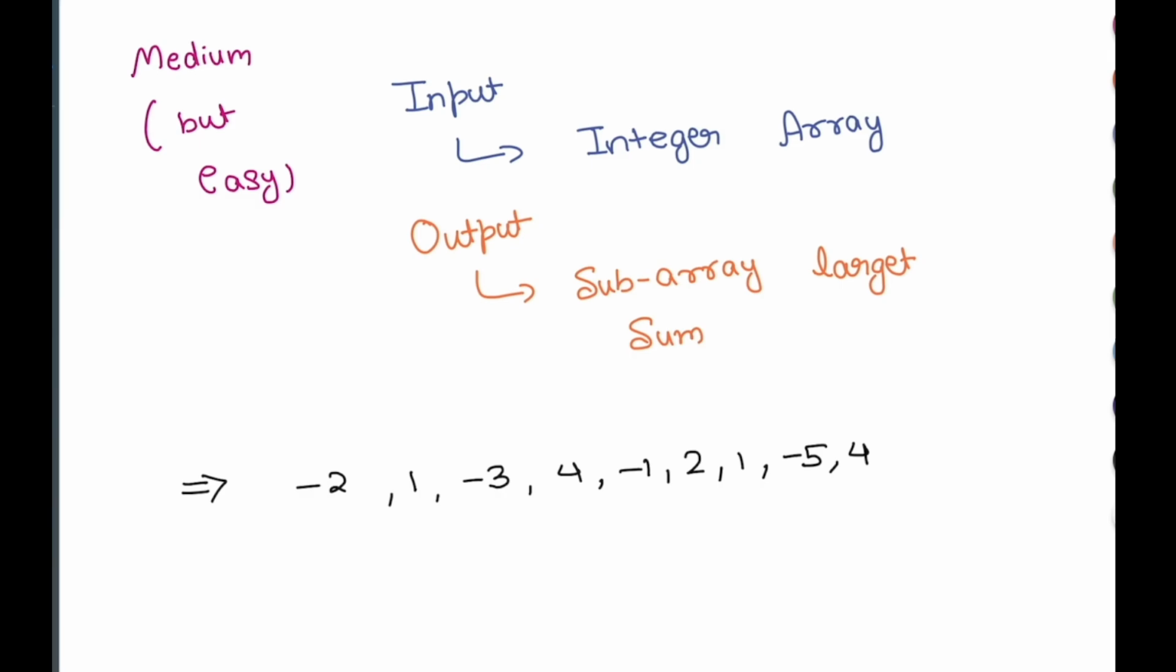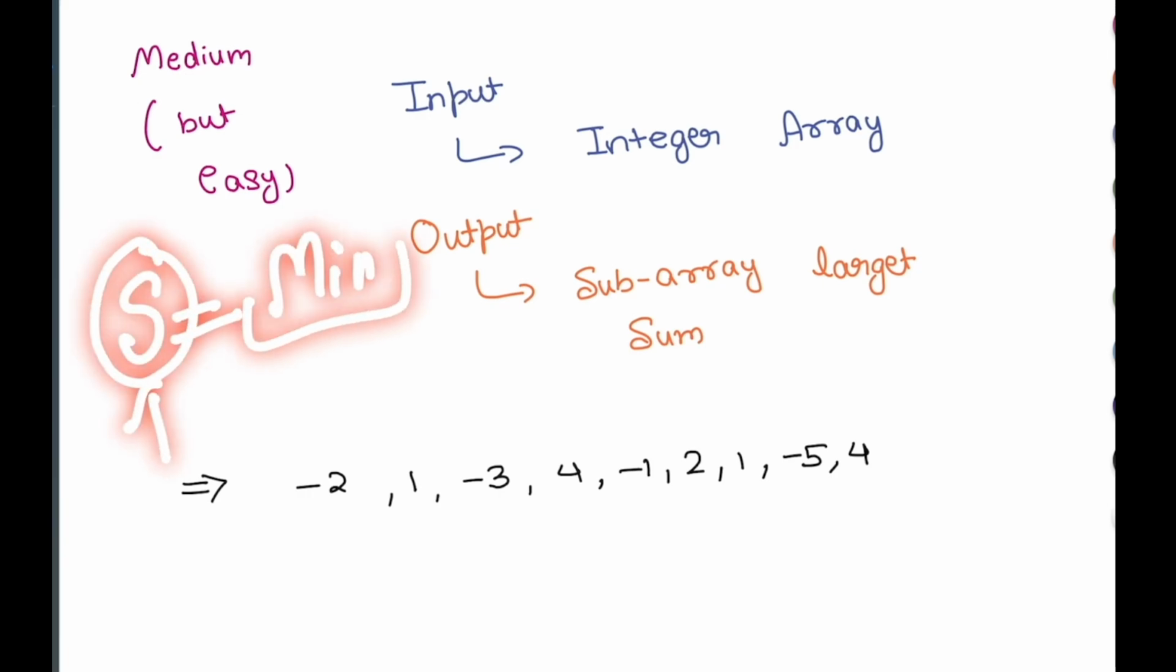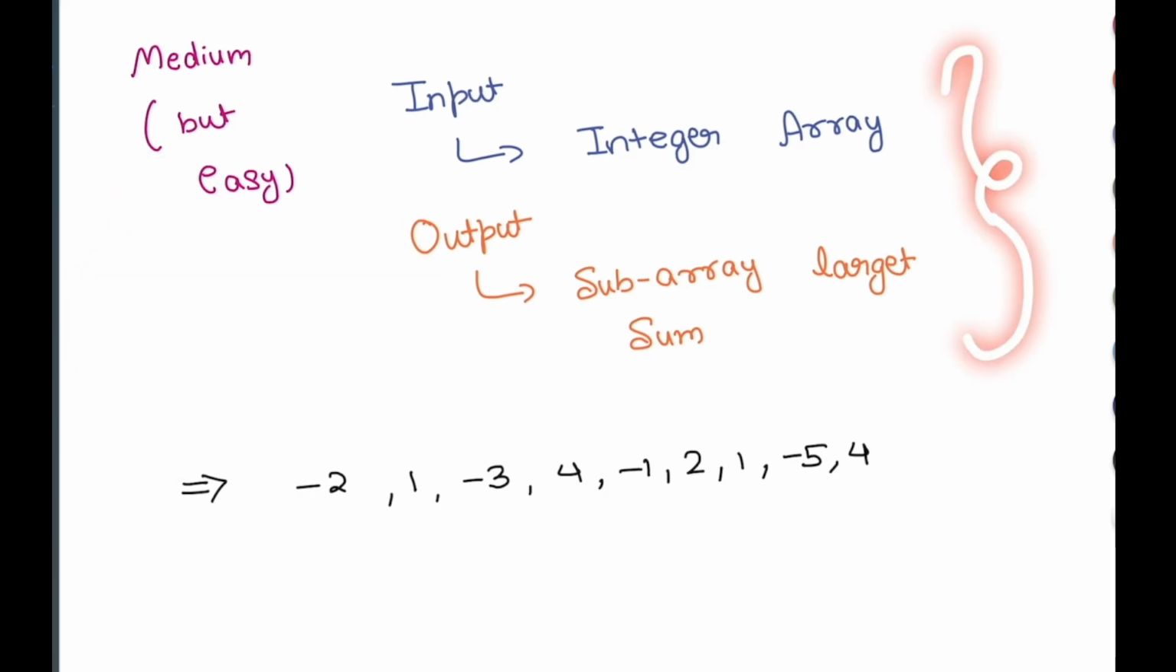And every time we just need to update our initial value of sum, which was the minimum possible. We just need to update this value whenever we get a sum which is more than my current best sum. This is a correct solution for this particular problem, but this is a brute force solution which is not optimal.